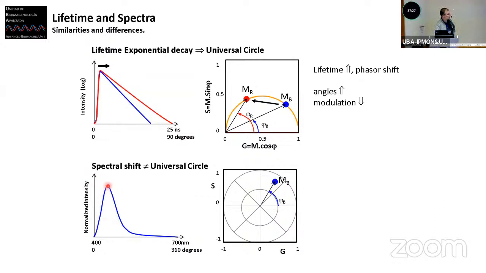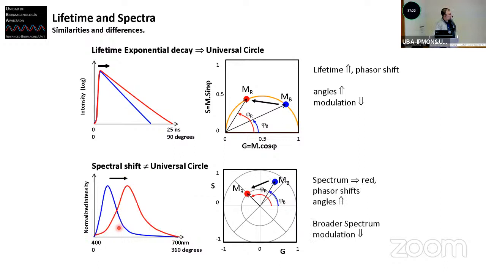And if you have another spectra which is redder and broader, you see that it is shifted counterclockwise, so longer phase starting from here, and is nearer to the center because it's broader, and we will learn all this rule. So basically, he convinced me that yes, we don't have a universal circle in the spectral phasor.